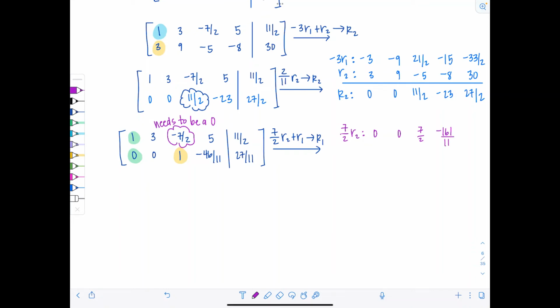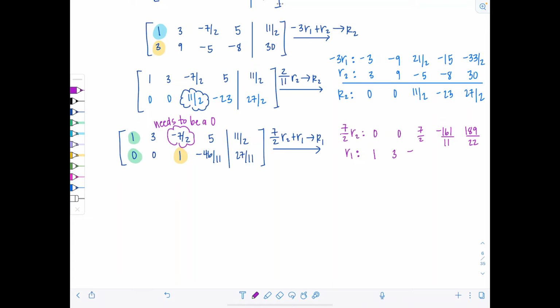And then 5 times 7, no, I'm doing row 2, excuse me. 27 over 11 times 7 over 2. Nothing's going to cancel, huh? No. So that's just going to be 27 times 7. So 20 times 7 is 140, plus 7 times 7, 49. So that's 189 over 22. Okay. And we're adding that to row 1.